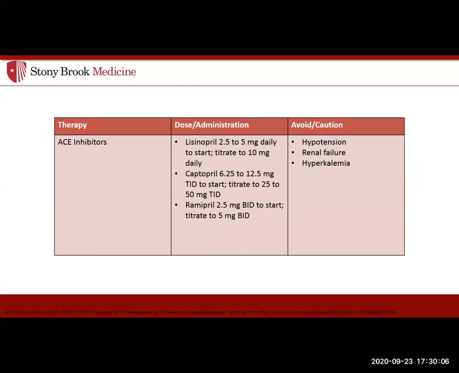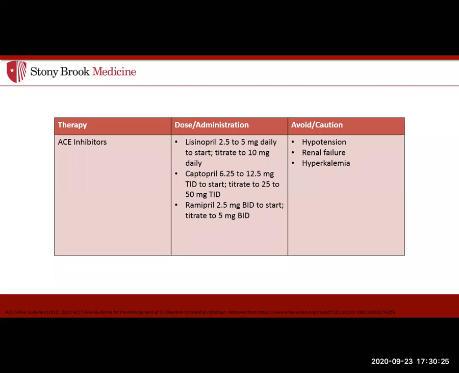So our next group that we'll talk about is our ACE inhibitors. As you can see, we'll use lisinopril, captopril, ramipril, and just certain instances in which to avoid them or use with caution. Of note, your ARBs are also indicated if patients are intolerant to ACE inhibitors.